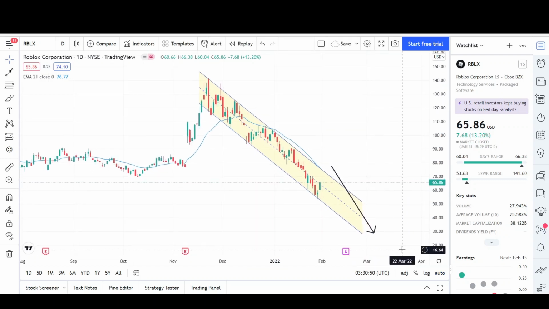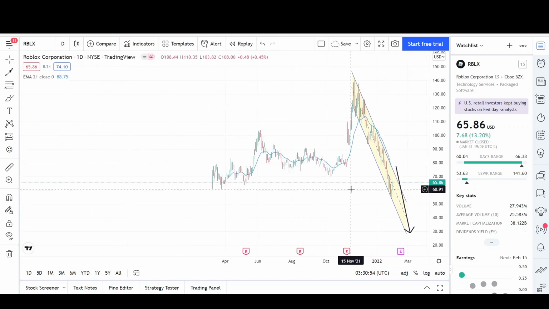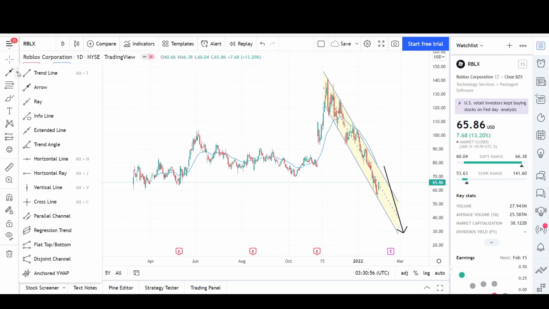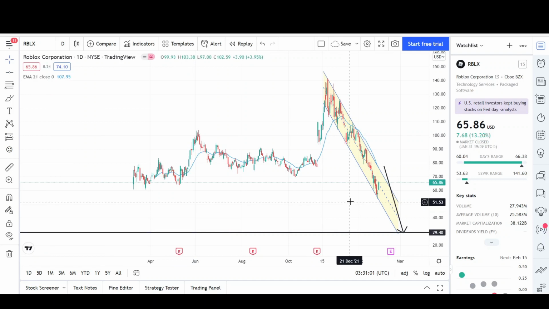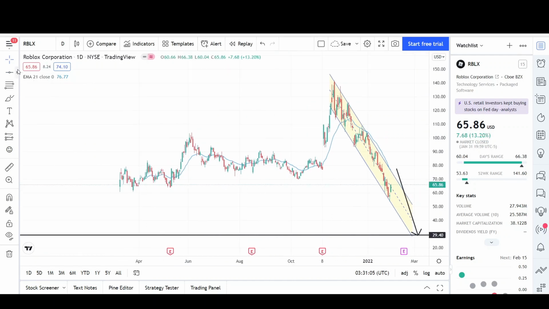Then where could we go? Looks like my target for Roblox is at the $30 level. So that's my target. Can we get there? Maybe, maybe not. We'll have to see. But either way, I'm still expecting that $50 level to be broken. And we'll have to see if prices want to get that low.